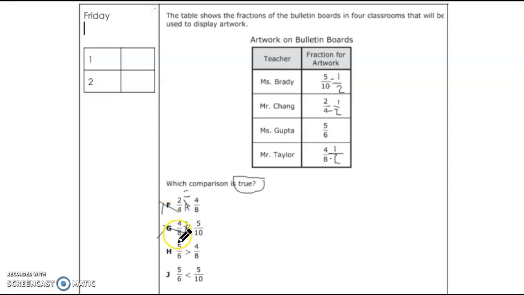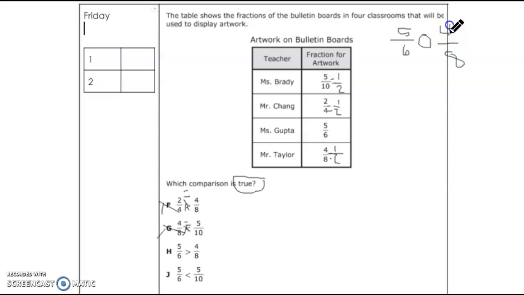H. 5/6 is greater than 4/8. Well, we don't know if those are equal because 5/6 is not the same as 1/2. And then finally, 5/6 is less than 5/10. Well, we're not sure about that one either because those are not equal. But we do know F and G cannot be the right answer because those are equal. So let's go ahead and compare H. So 5/6 compared to 4/8.